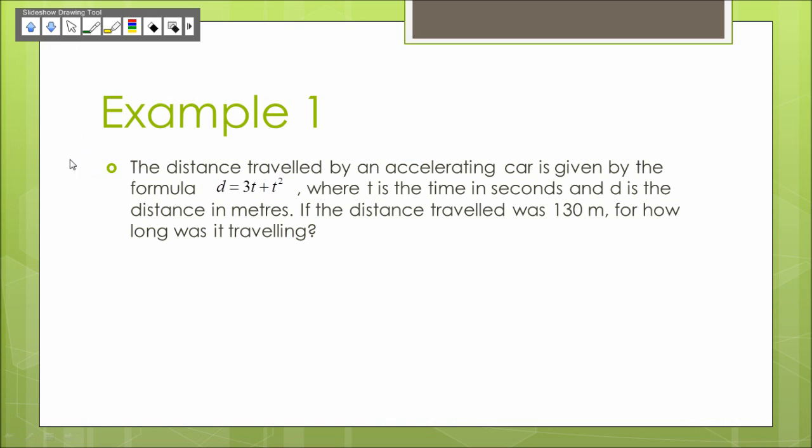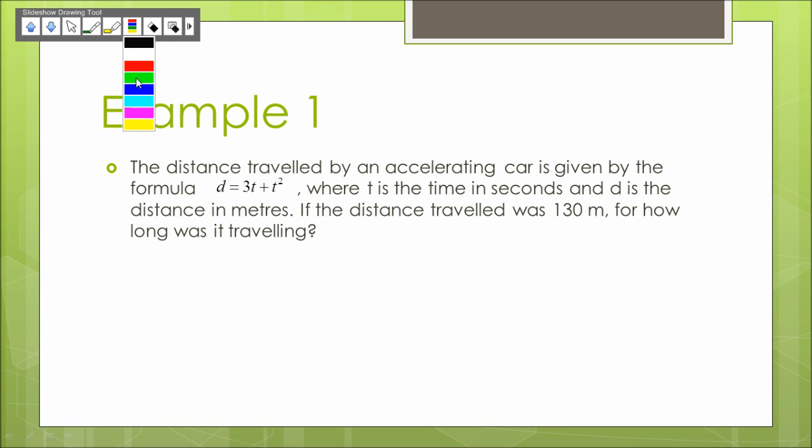Okay, example number 1. The distance travelled by an accelerating car is given by the formula d equals 3t plus t squared, where t is the time in seconds and d is the distance in meters. If the distance travelled was 130 meters, for how long was it travelling?